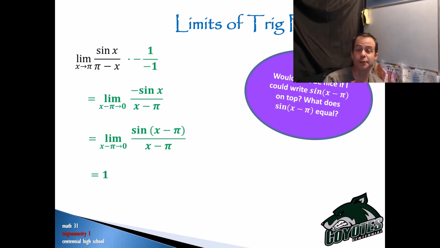Okay, so that's what we're working on today. Just trying to play with these things, understanding that the limit as x approaches 0 of sine of x equals 0. The limit as x approaches 0 of cos of x equals 1. And then the limit as x approaches 0 of sine of x over x equals 1. And then all the things we can do with those 3 items.